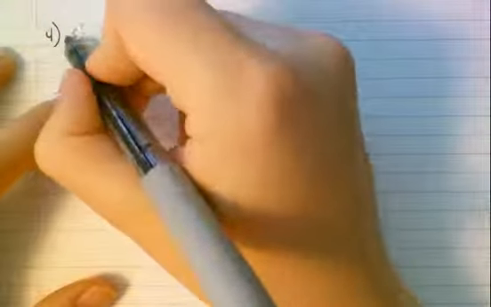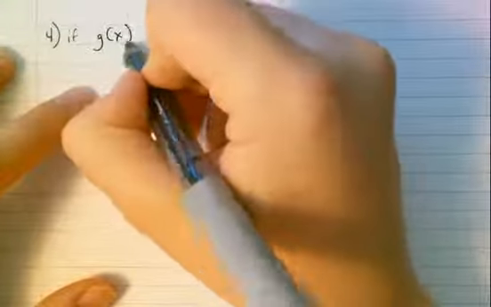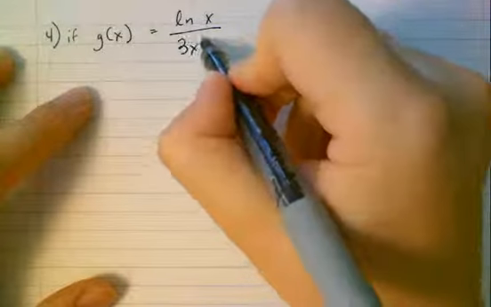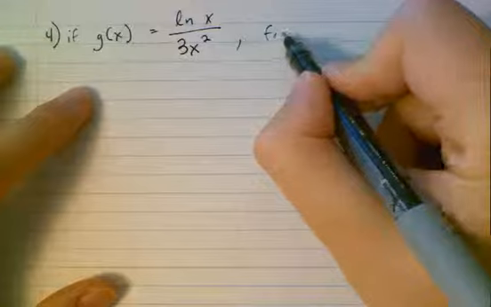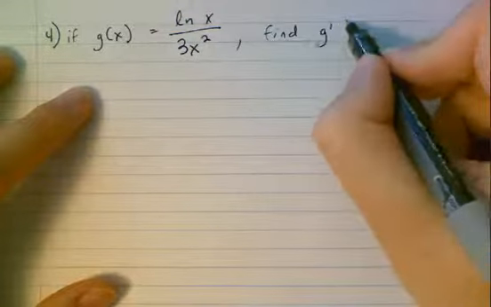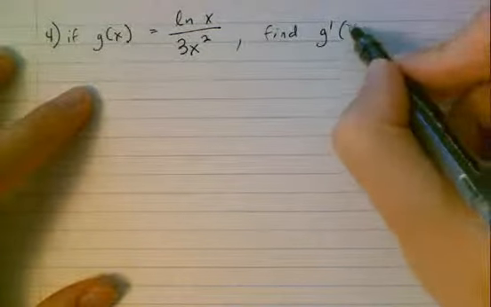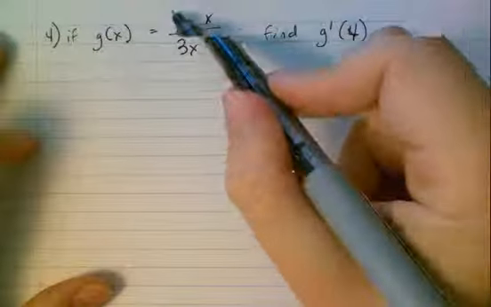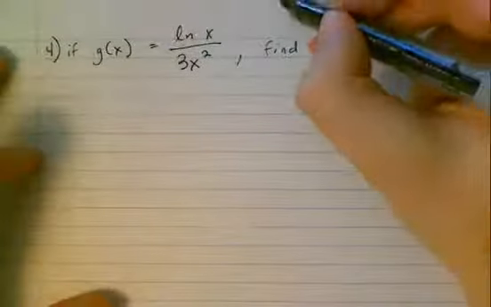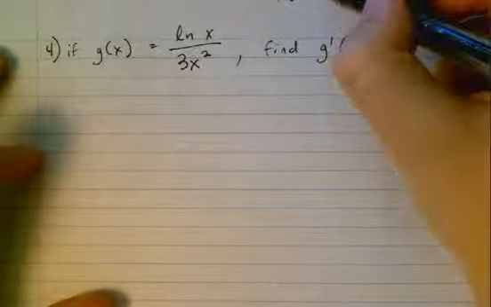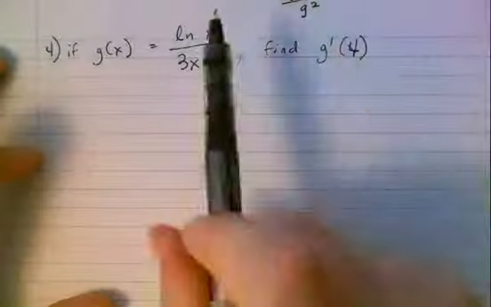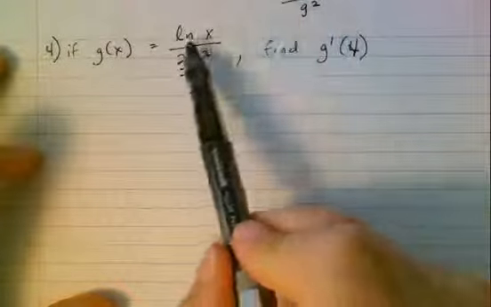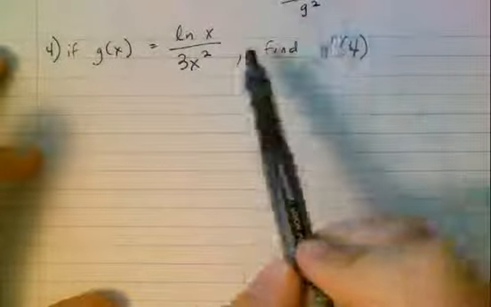So let's say some function g of x is the natural log of x over 3x squared. And we want to find the derivative when x equals 4. So the first thing to notice is that we're going to have to use our product rule. Again, don't get confused by this g here versus this g here. This is just saying that top and bottom, and the bottom.